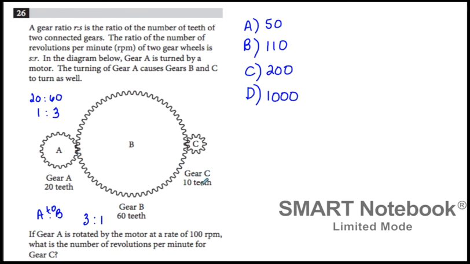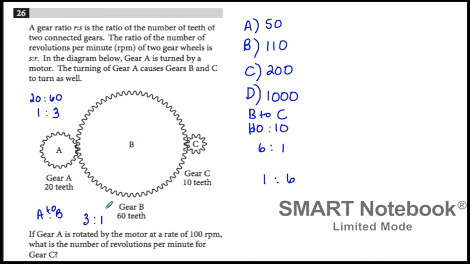Gear C, because I can't compare A and C together without figuring out how they relate to B. So then let's compare B to C. If we look at the number of teeth, it would be 60 teeth to 10 teeth, B to C. Right? So that would be 6 to 1. But the revolutions ratio would be 1 to 6.